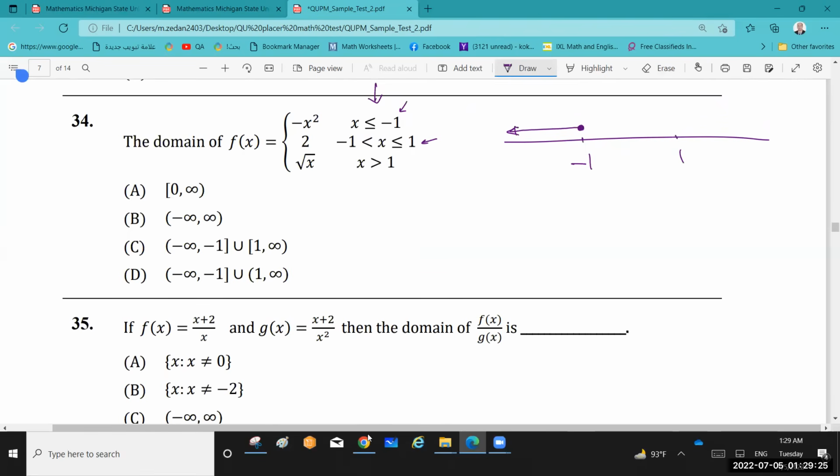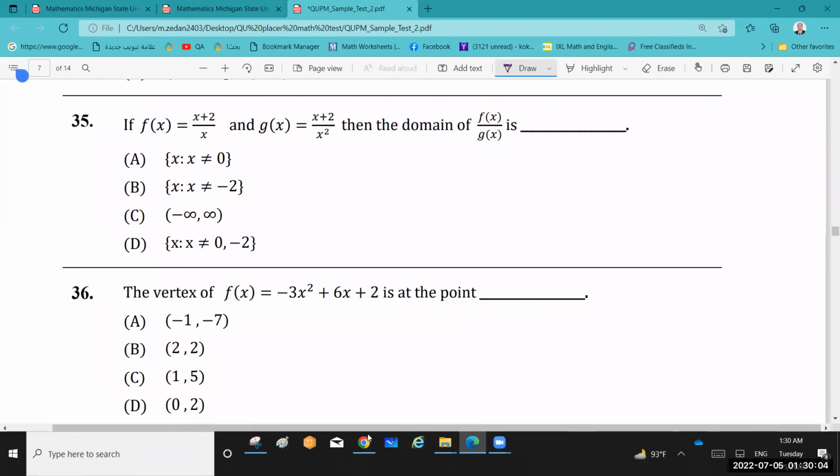And the other part of the function from negative 1 open, like this, to 1 closed here. This is the second part of the function defined here. And the last part, root X, defined on X bigger than 1. Just draw an open circle, X bigger than 1. If you add these 3 intervals together, if you union them into one interval, you will get the entire number line. So the domain of this function is B, negative infinity to infinity, because if you join these 3 intervals together, you will get the whole number line.